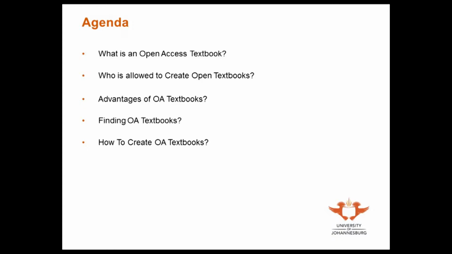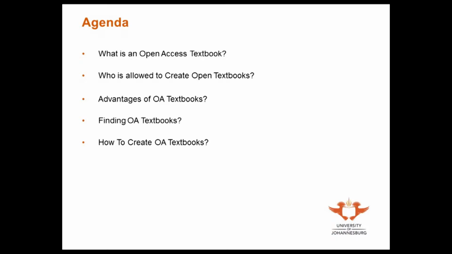Again, the agenda for the day is: what is an open access textbook, who is allowed to create textbooks, and the advantages of open access textbooks. OA from now on will refer to open access textbooks. And how do you go about finding open access textbooks? And also, if you want to create your own open access textbooks, I will show you some of the resources that you can use to create that material.